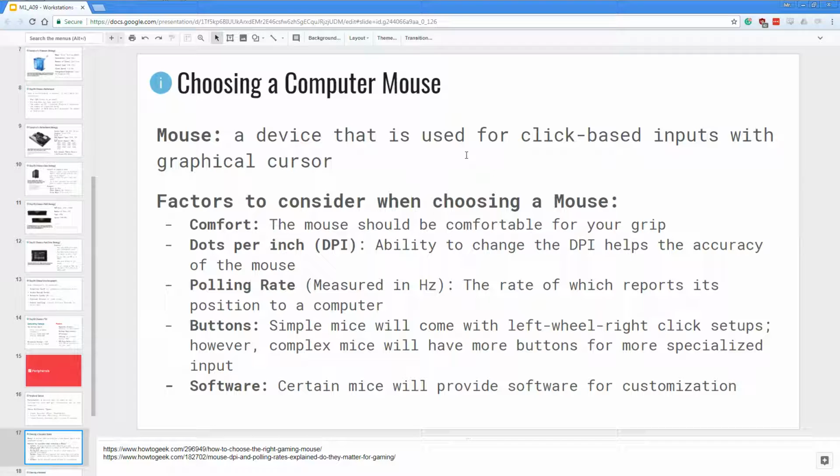Next is polling rate, which is the rate at which the mouse reports its position back to the computer. So if I'm here, how fast is it reporting that back to the computer so that I can see it on my screen. Next, most simple mice will come with left, wheel and right click setups, but you can get complex mice where they have multiple buttons to the side that you can customize to your own liking. And lastly, when you buy a mouse, it will come with built-in software which will provide you some customization such as polling rate, DPI, or even changing the lights on your mouse.